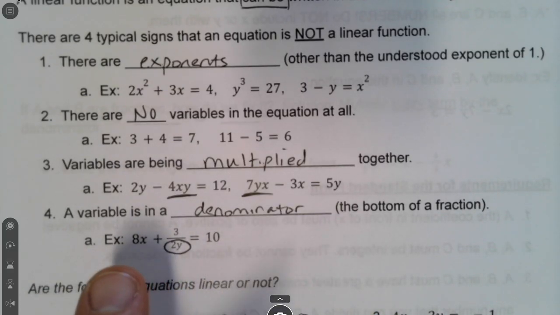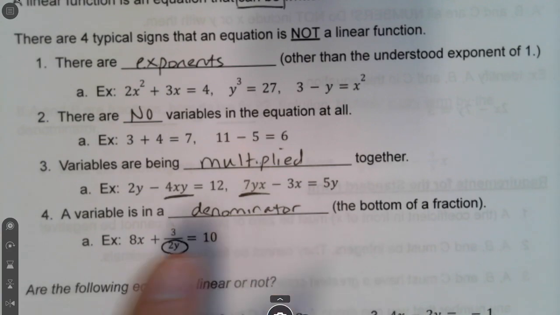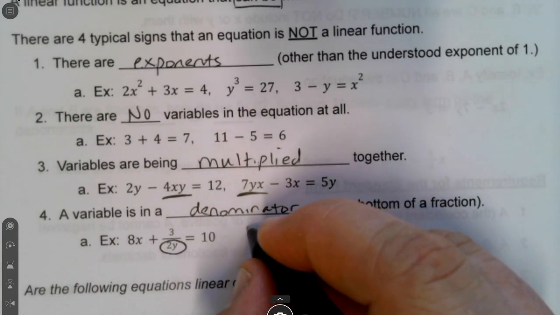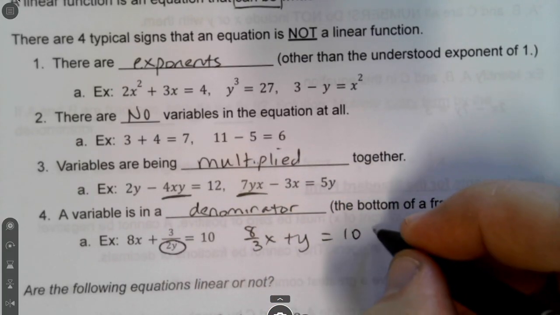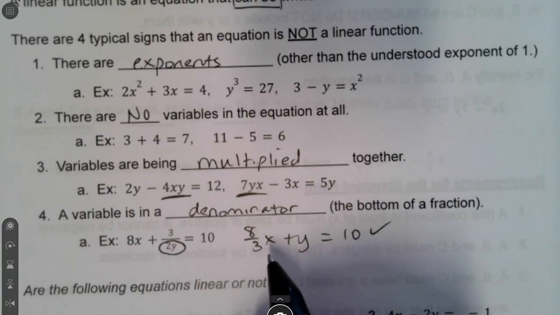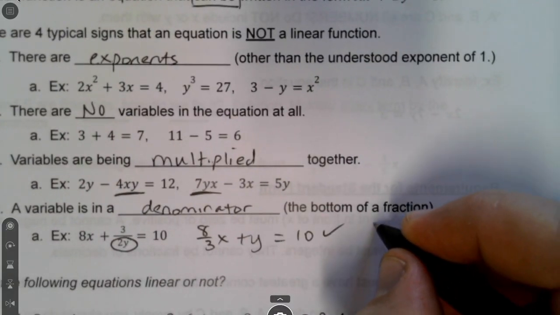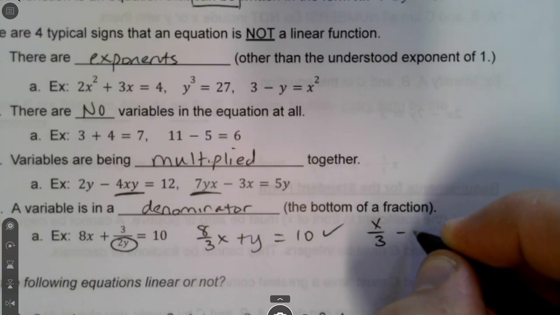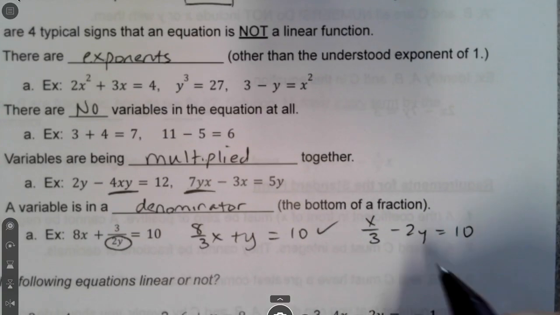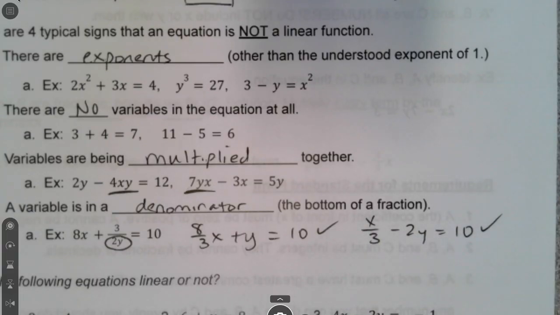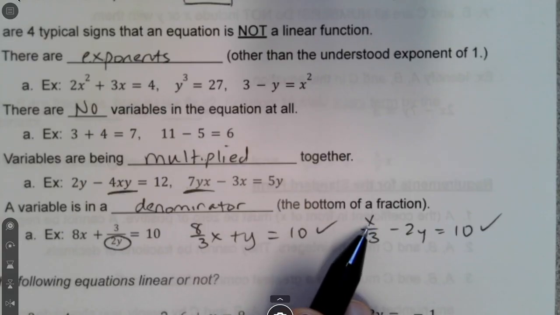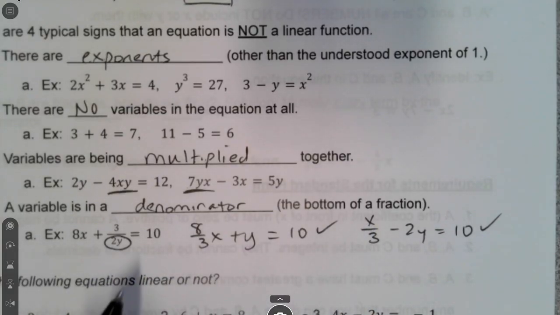But I want to make sure something is clear. I didn't say no fractions. Fractions can be in there. I could have 8/3 x plus y equals 10. That's fine. That's linear because the variable is not in the denominator. I could also have like x over 3 minus 2y equals 10. There is a fraction, but x isn't in the bottom of the fraction. So that is linear. That's fine. It's only a problem if the variable is in the bottom of the fraction. Fractions are allowed. Variables just are not allowed to be in the bottom of it.